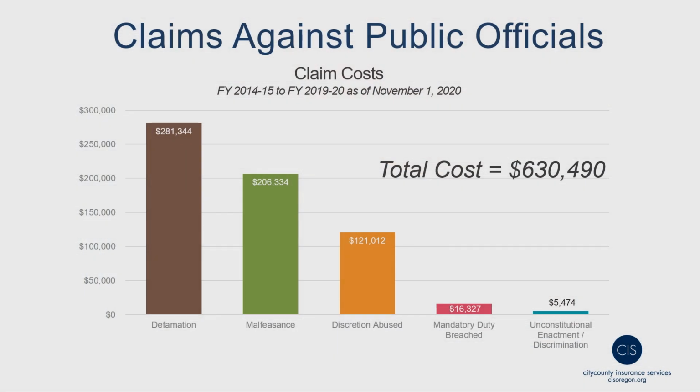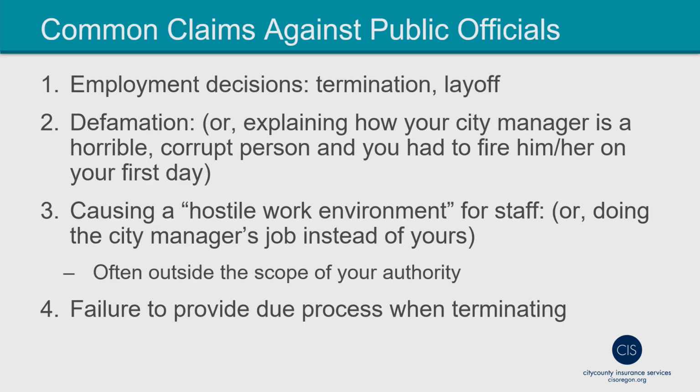So next, you can see how the costs differ from the volume of the claims. Defamation was not the most frequent claim made, but all told, it's the most expensive of the ones that are alleged against public officials. If each claim was a rock, each defamation claim would be a heavier rock than, let's say, an unconstitutional enactment, which is very small. Totally, those don't cost us all that much. So we'll talk about avoiding defamation a little later on.